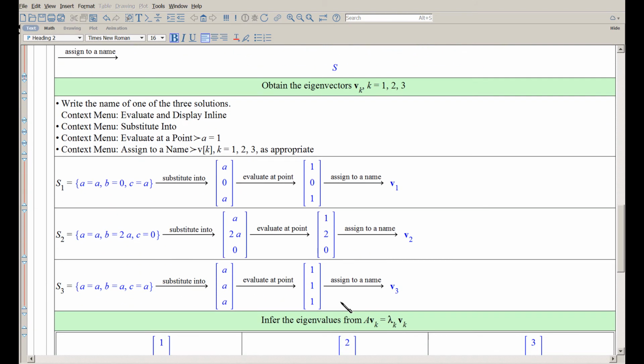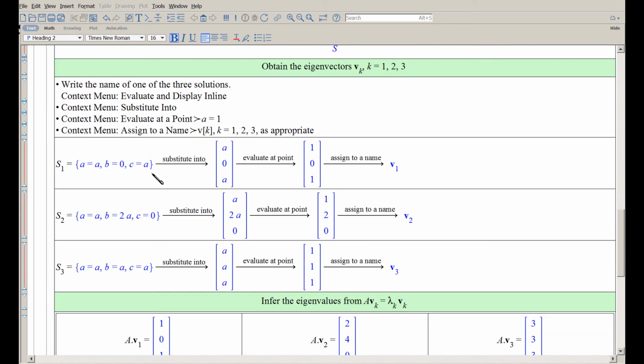So what vectors do these solutions represent? S1, here are the three equations, S2 to three equations, S3 to three equations. And I do a substitute into the vector x. And I get a0a, and I factor out the a, or evaluate at a point and set a equals 1, 101. I'll call that v1.